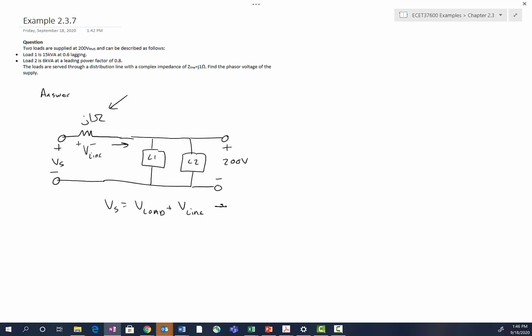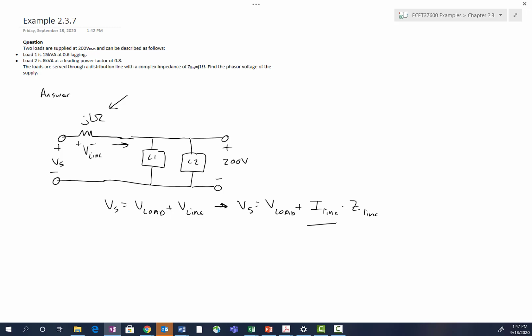We can rewrite that equation as the source voltage is equal to the load voltage plus the current flowing in the line times whatever the impedance of the transmission line is. So that's the general approach to one of those. In that equation, only I line is unknown. We need to solve for that because we have V load at 200 volts, and we know the impedance of the line is 1 ohm reactive. So we need to solve for I line.